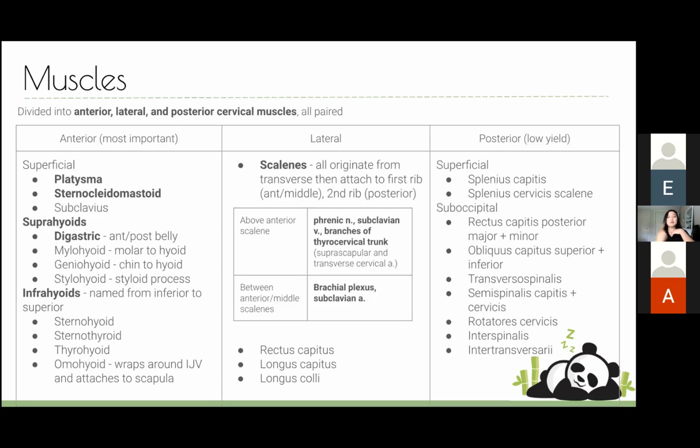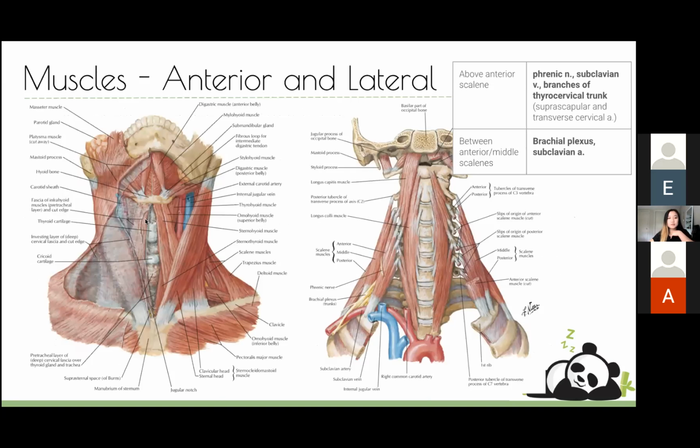And then you've got your omohyoid, which wraps around the IJV and attaches to the scapula. So to run through that again, in this picture, you can't see all of them, but mylohyoid here, your digastric with the two. Geniohyoid would be above this, running like this. Sternohyoid here, sternothyroid under it, because it has to be under it because it only runs to the thyroid cartilage and you can't attach onto the cartilage if there's another one that runs all the way to the hyoid above it.